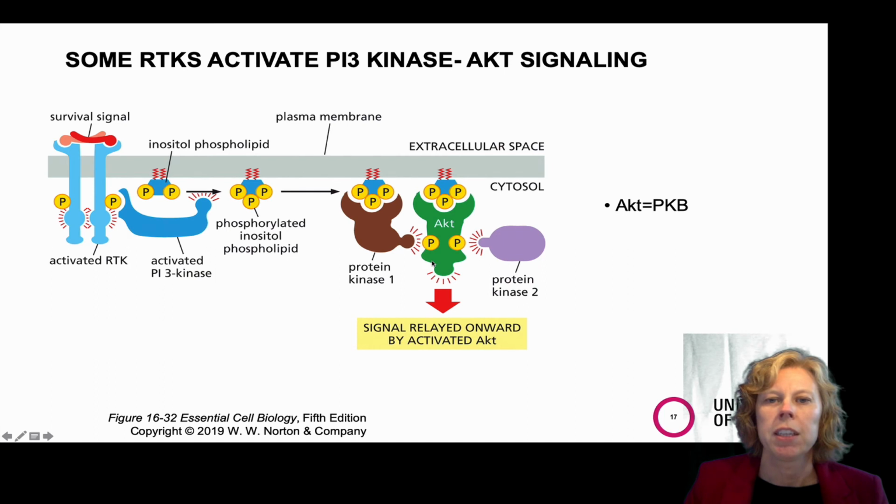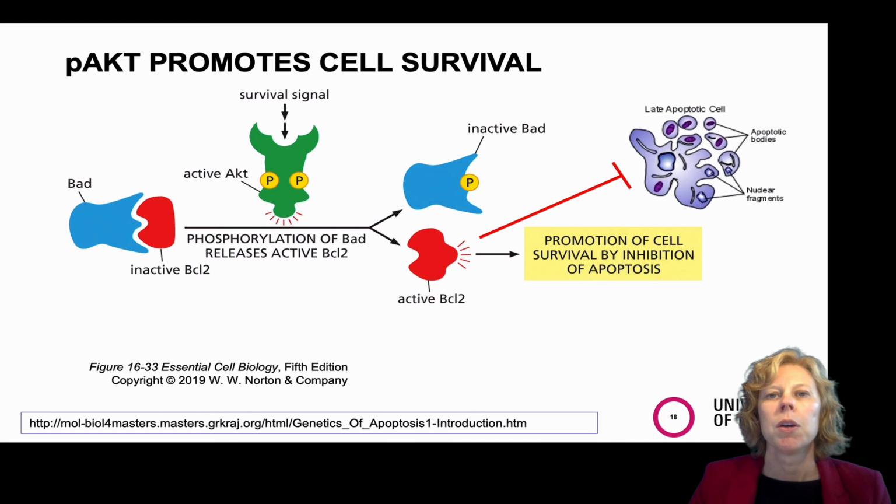is a protein kinase that is activated at the membrane by phosphorylation mediated by two other protein kinases, which are here called protein kinase 1 and protein kinase 2. Protein kinase 1 is also recruited by the phosphorylated lipid docking site. Once activated, AKT is released from the plasma membrane and phosphorylates various downstream proteins on specific serines and threonines.